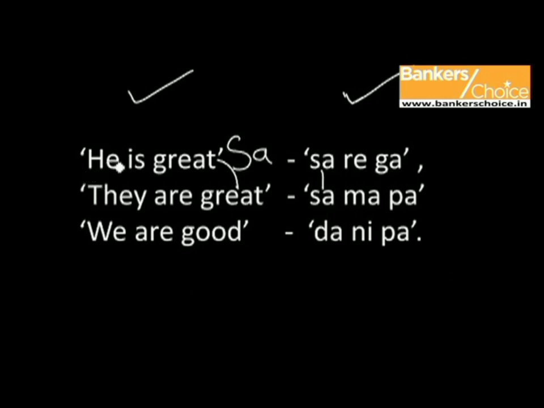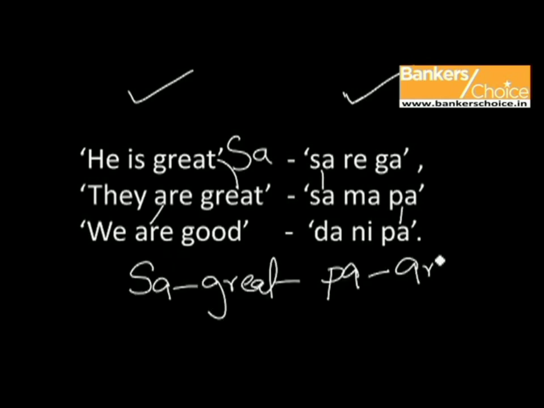Now coming to the first and third, we don't have anything in common. When we see second and third, they have R in common, and in the codes they have pa in common. So sa is for great, pa is for R.